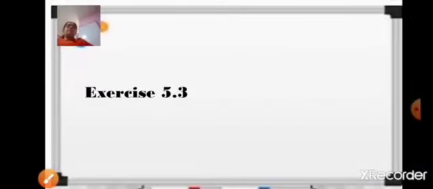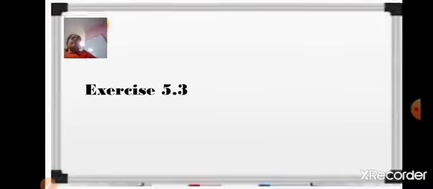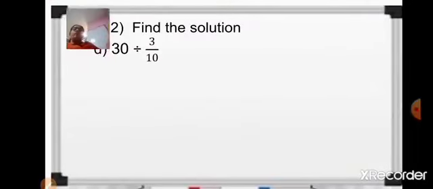Now coming to our exercise sums, exercise 5.3, same exercise. The question number is different. The question number is 2, where you have to find the solution. D1.